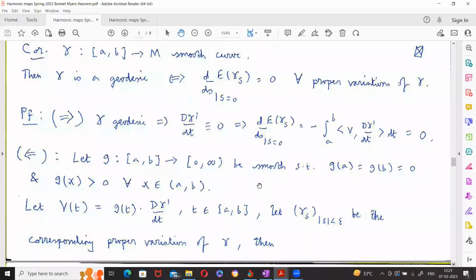So if the derivative of the energy functional is 0 for all proper variations, then using the first variation formula, that means for any vector field v along gamma, the integral of the inner product of v with d gamma prime dt is 0, right? And once you know that's true for all vector fields v along gamma, then it's easy to show that d gamma prime dt has to be 0, right? So how do you do that? You just choose the vector field v so that this inner product with d gamma prime dt is positive everywhere.